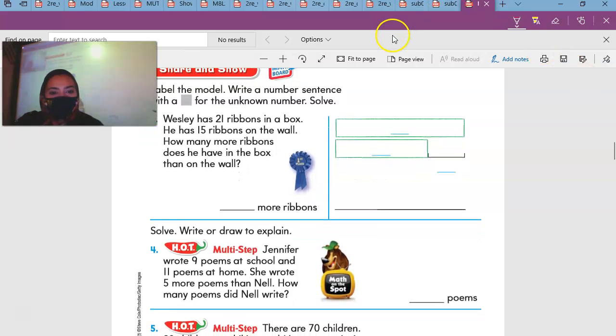So Wesley had 21 ribbons in a box. He had 15 ribbons on the wall. How many more? How many more ribbons does he have in the box than on the wall? Underline that. Circle those numbers. Wesley had 21 ribbons in a box. He had 15 on the wall.